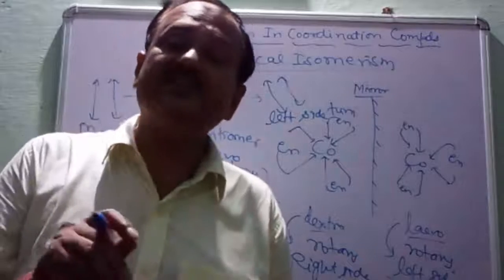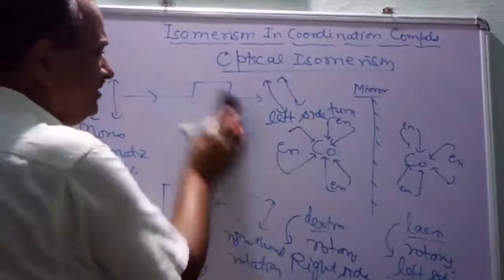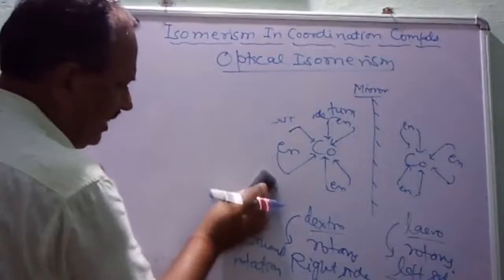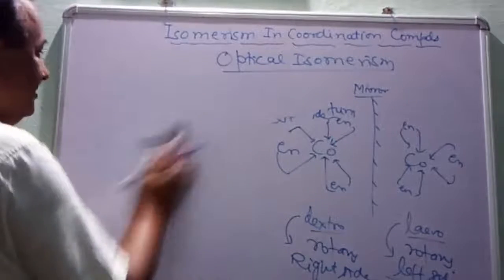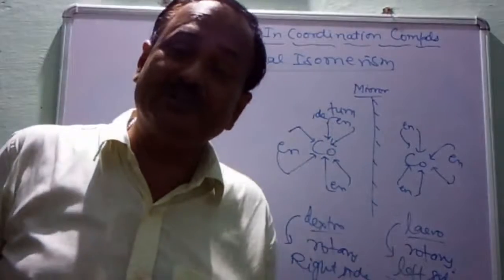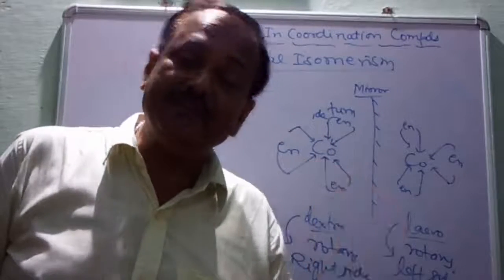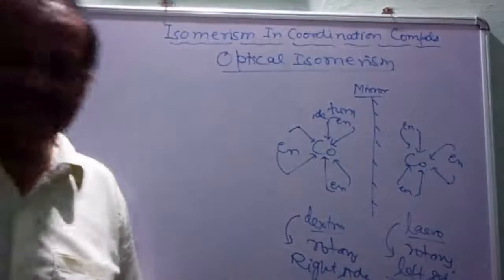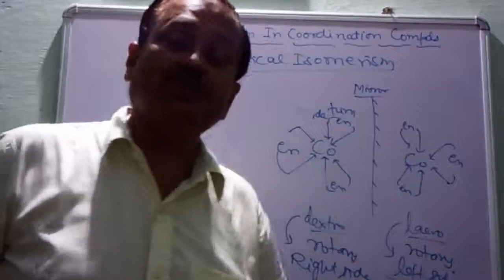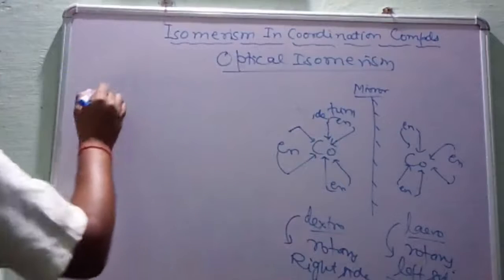So optical isomers are called enantiomers. Now the other part is that optical isomers are sensitive to the plane polarized light. As they are rotating the axis of the plane polarized light, it means they are capable of changing the direction of the rotation, either to the left side or to the right side.